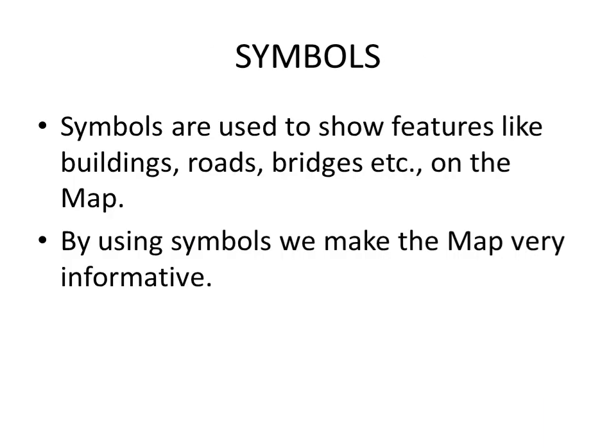Symbols are used to show features like buildings, roads, bridges, etc. on the map. By using symbols, we may make the map very informative. There are three types of map symbols: point symbols, such as buildings, dipping tanks, trigonometrical beacons; line symbols, such as railways, roads, power lines, telephone lines; and area symbols, such as cultivation, orchards and vineyards.